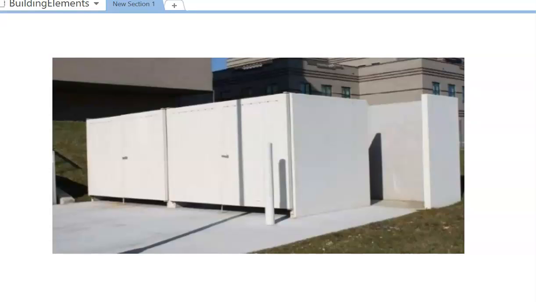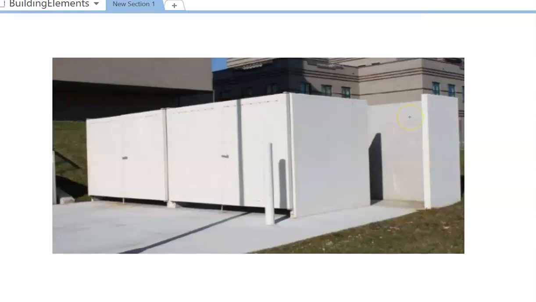This is CIVE 305. And in this lecture, I'm going to continue talking about elevations, sections, and plan views. And I also want to review the first assignment that we spent the last few weeks on, which is the trash enclosure. And essentially, here's a photo of the trash enclosure.